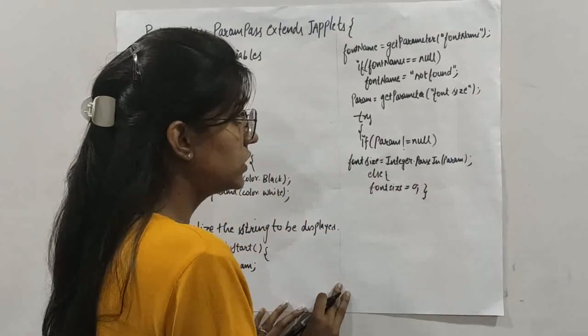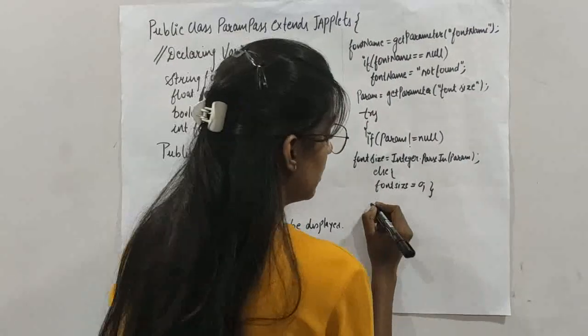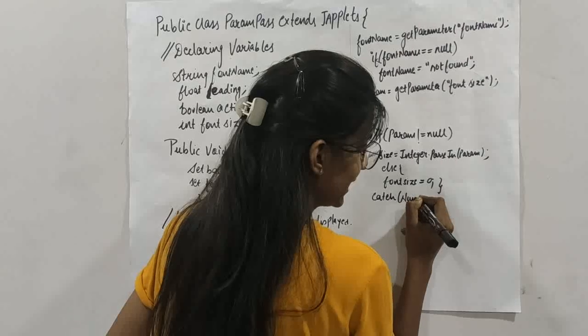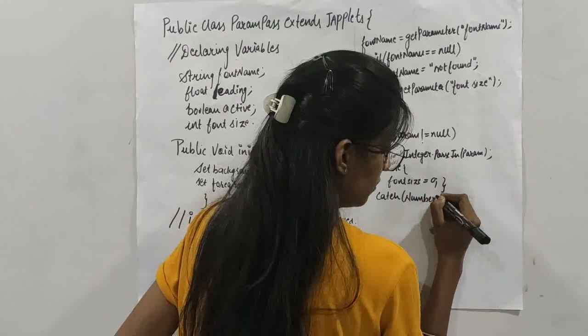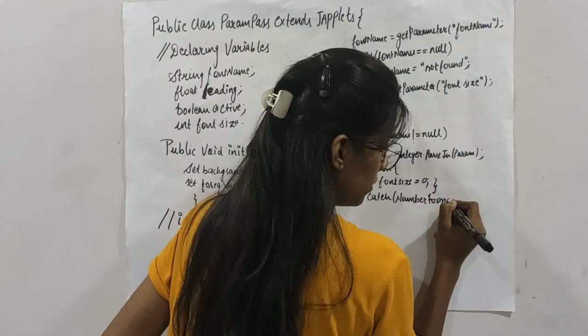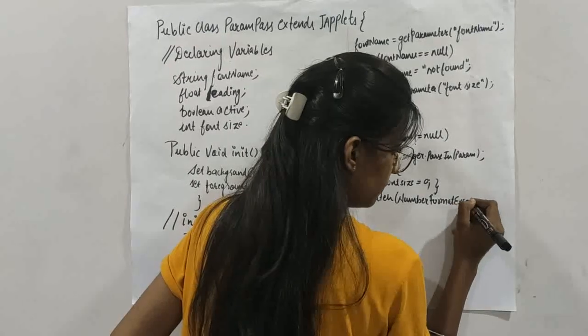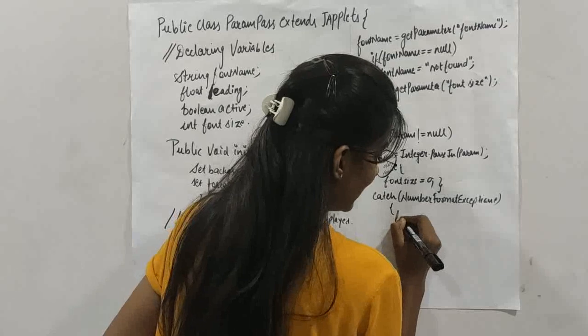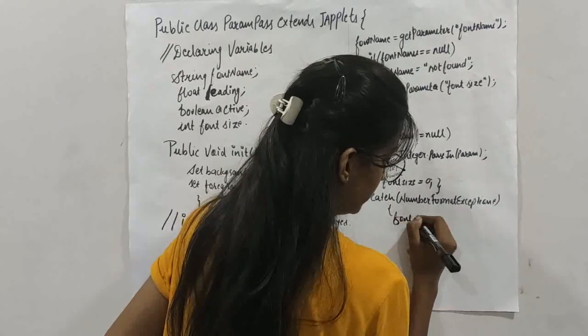Here we use the try and catch concept. Catch NumberFormatException, fontSize is equal to -1.